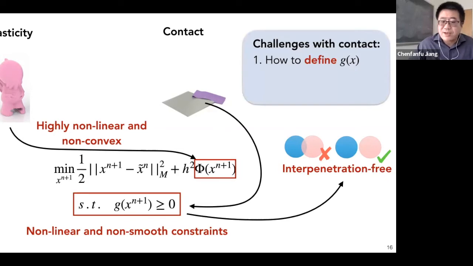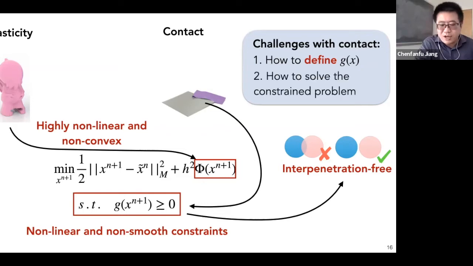There are two major challenges resulting from adding this inequality constraint. First, what this g(x) function should be is already hard to define in a consistent way for discrete 3D surfaces. And the other challenge is how to solve this inequality constraint problem, where both the objective function and the constraint function are nonlinear and non-convex.